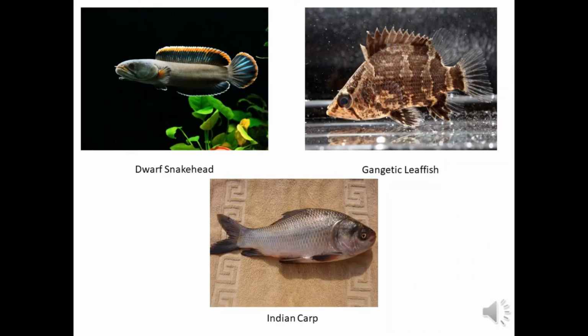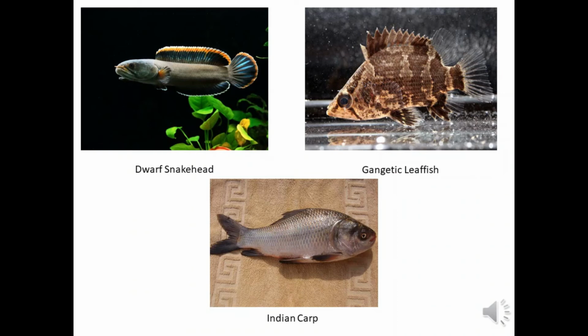The next is the dwarf snakehead fish. Dwarf snakehead is a term coined by aquarists to describe a group of Channa snakehead fishes growing to about 25 cm or 10 inches maximum. They are found in freshwater habitats, often streams, in South and Southeast Asia and southern China.